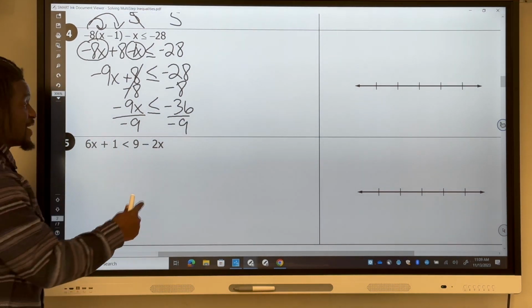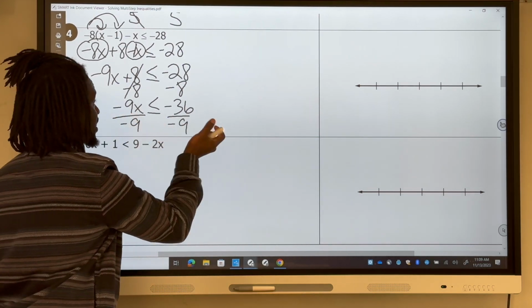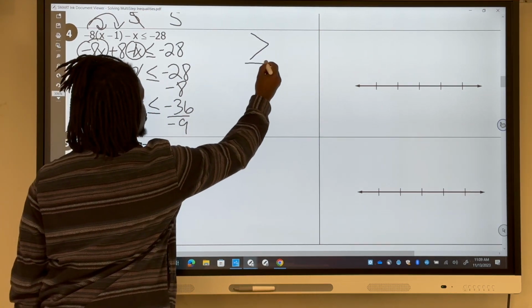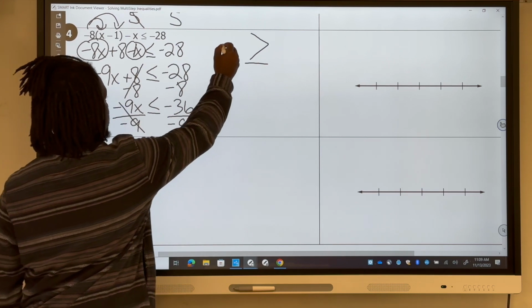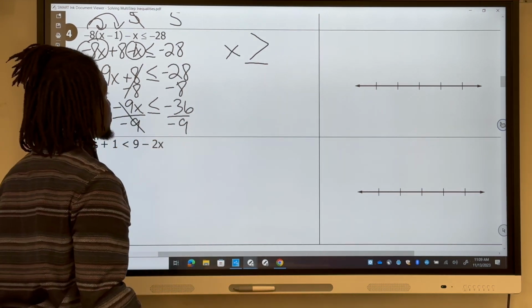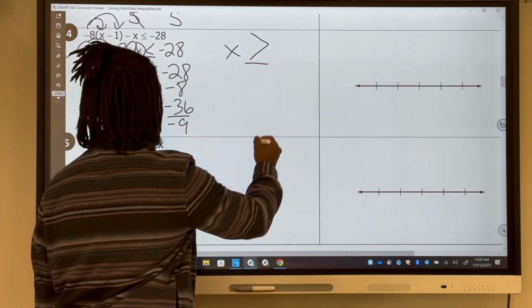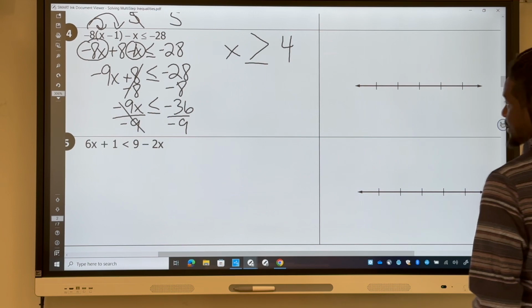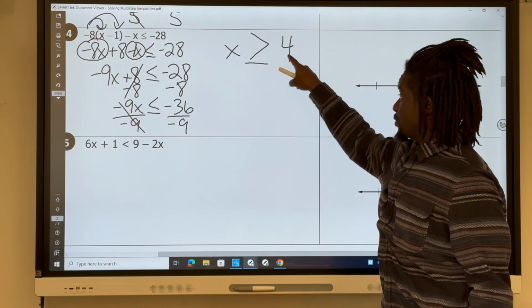Remember, when I divide by a negative number, I got to flip that sign. So the sign is now going to be greater than or equal to, the 9's are going to cancel, and that leaves me x is greater than or equal to negative 36 divided by negative 9, which is going to give me a positive 4. So the answer is x is greater than or equal to 4.